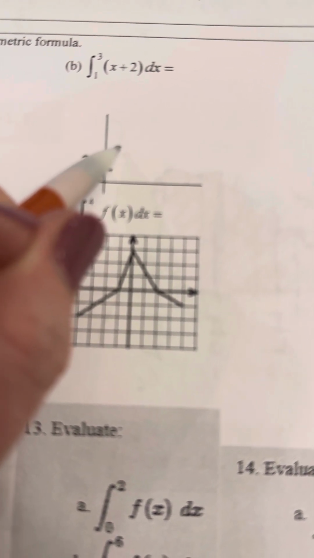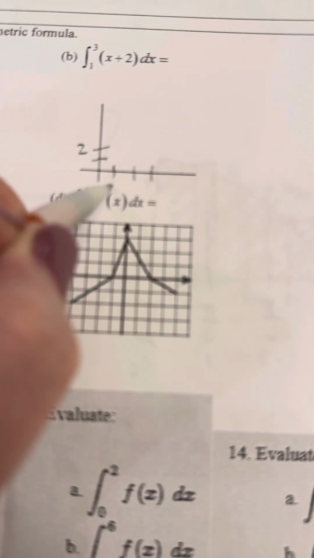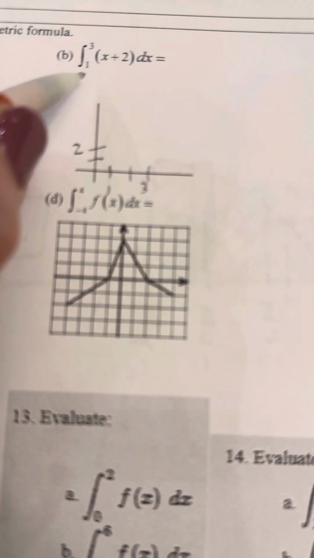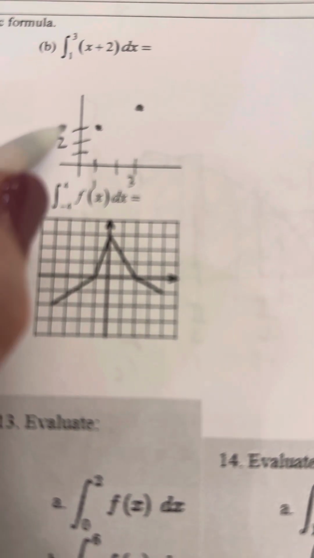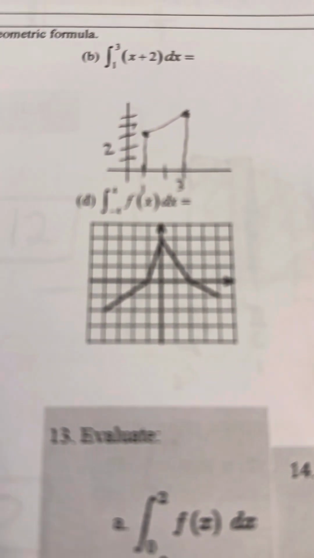You're gonna go up 1 over 1, and you're gonna keep going until you get to 3, because this is going from 1 to 3 from left to right. So you would want to plot the point 1, 3, and the point 3 plus 2 is 5. Okay, so it winds up looking like that. And this is a line, okay? And what you wind up with is that shape, okay?